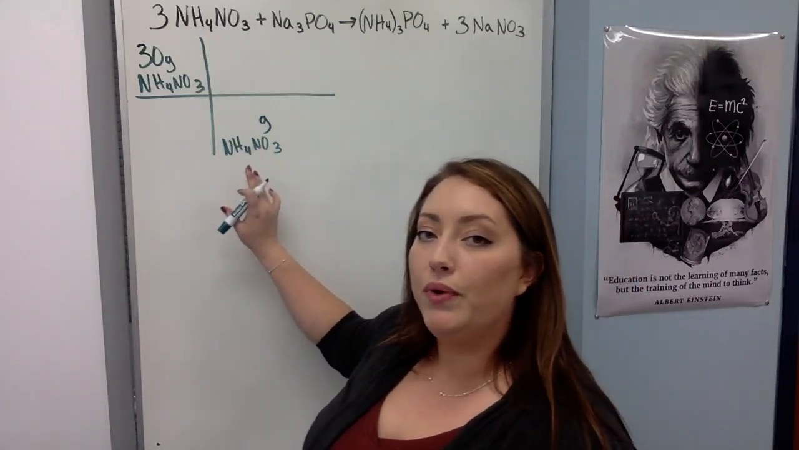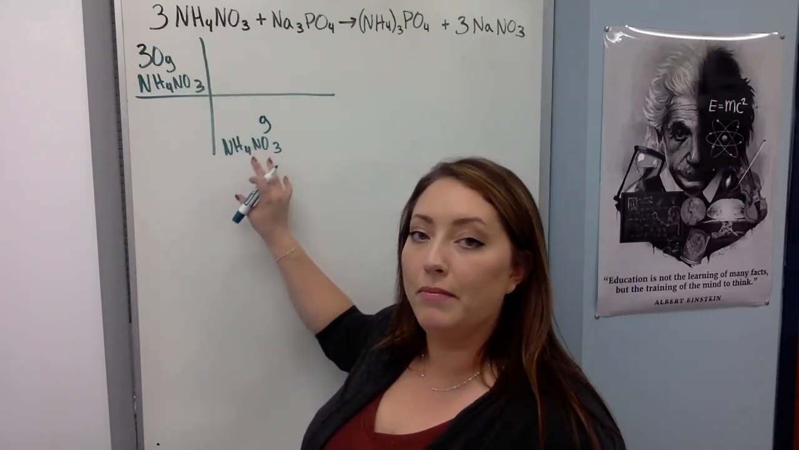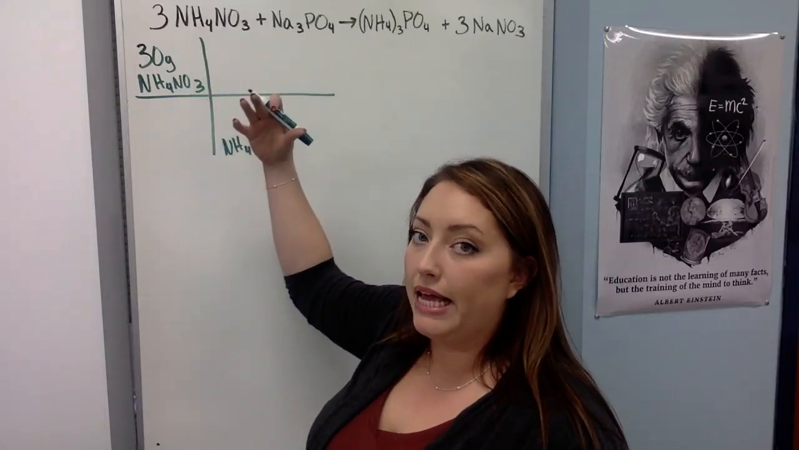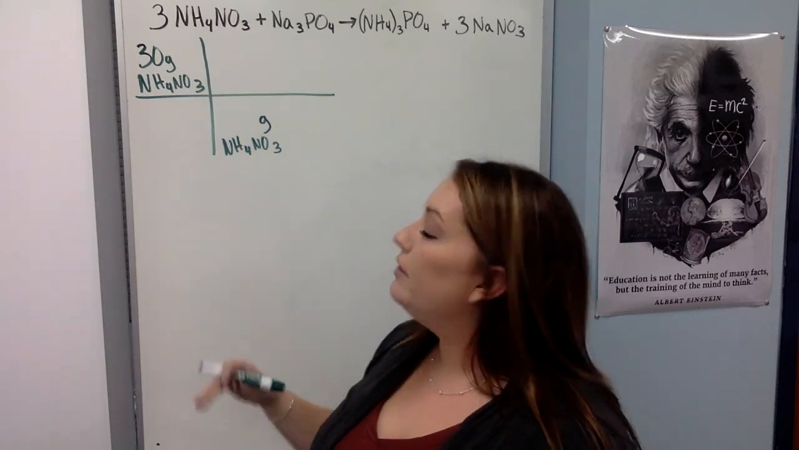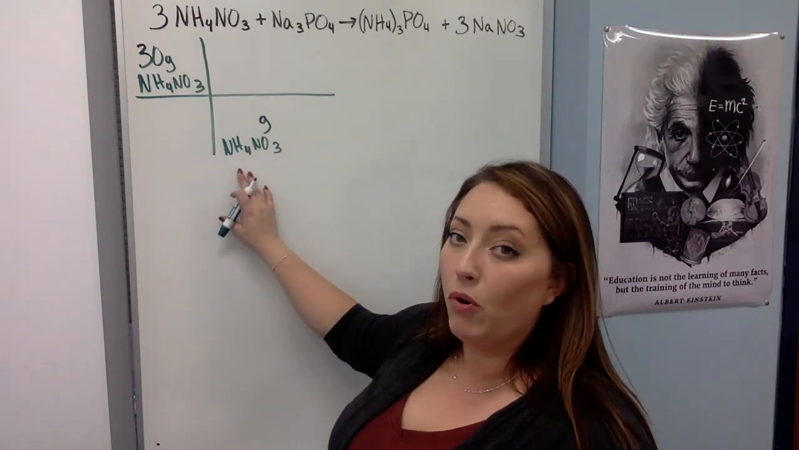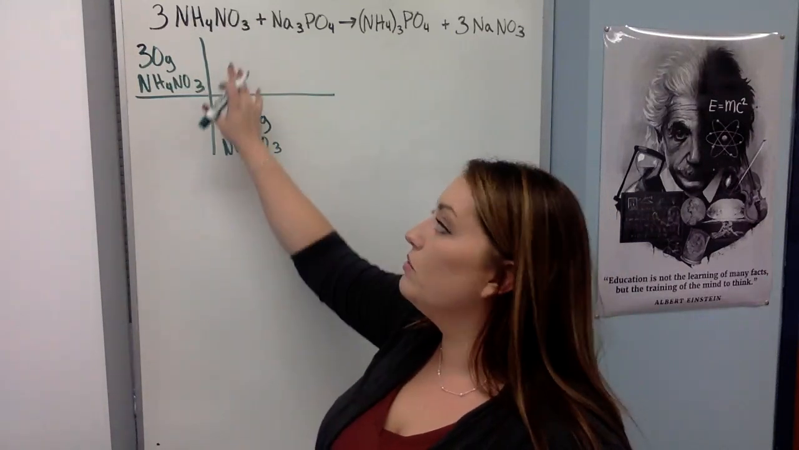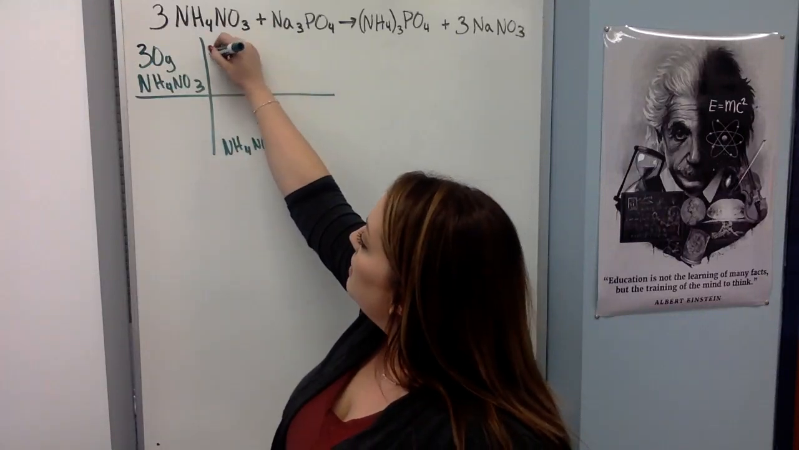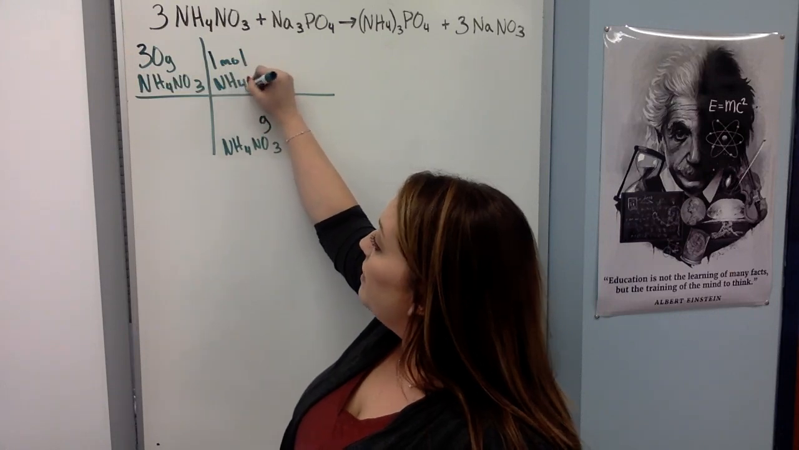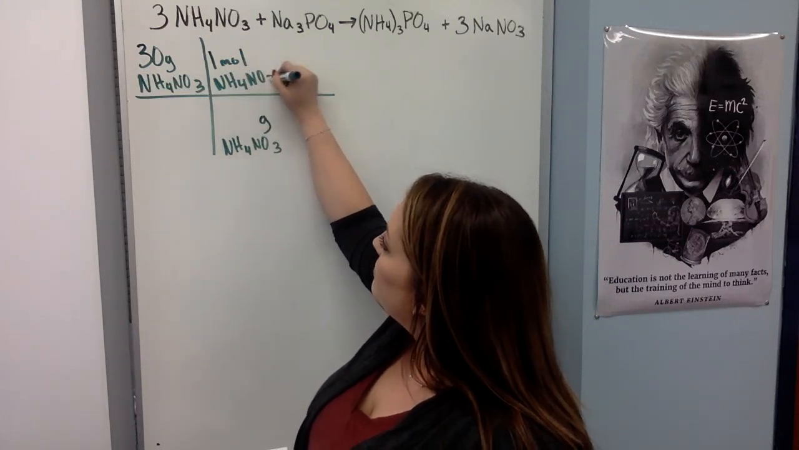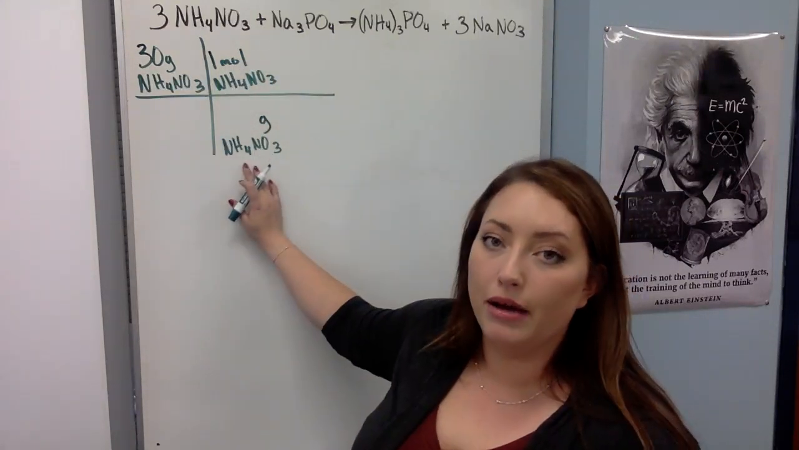So now we can convert the mass into moles. Same mass to mass stoichiometry problems we were doing last class and class before. So we know that the molar mass of anything is going to be equal to 1 mole. So we're just going to say 1 mole of the ammonium nitrate is equal to how many grams?